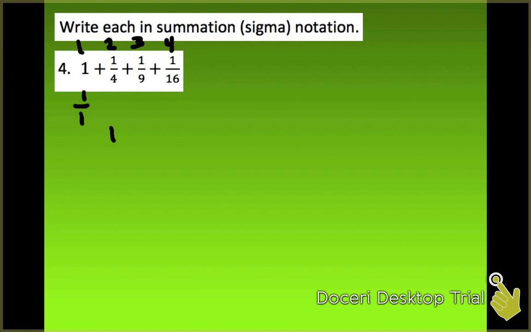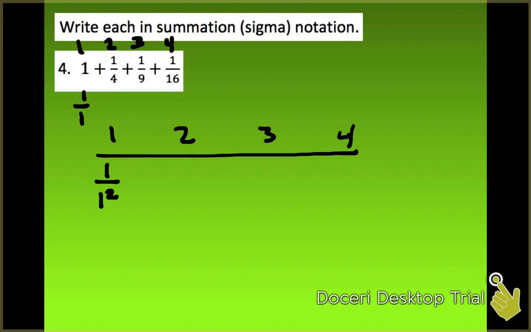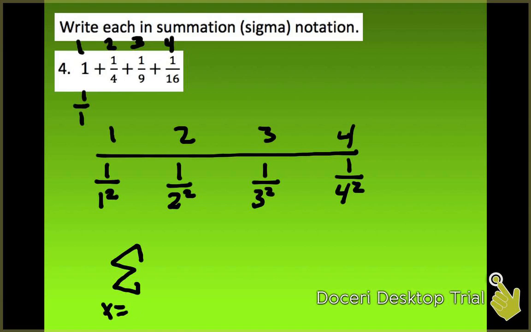Well, if we have terms 1, 2, 3, and 4, this would actually be 1 over 1 squared. This would be 1 over 2 squared, 1 over 3 squared, and 1 over 4 squared. So if we're looking to write a formula for this, you're going to have to do the fancy summation thing. We're starting at our first term. We'll use x. So x equals 1 is our first term. And we're going all the way through 4. So 4 goes on the top.